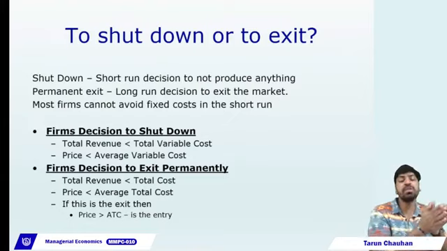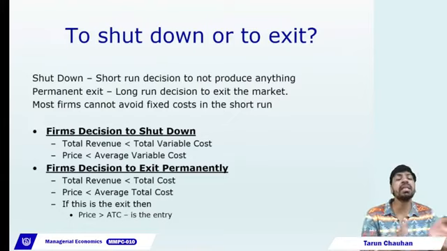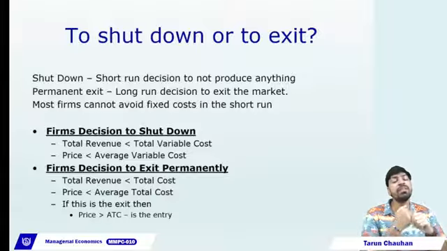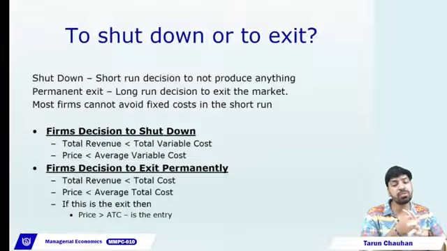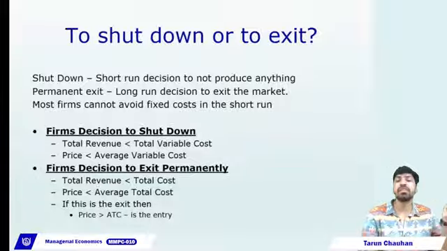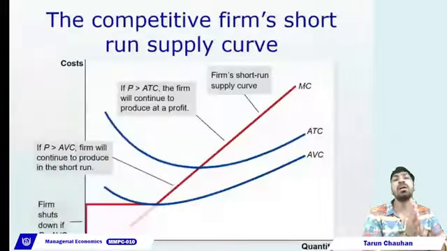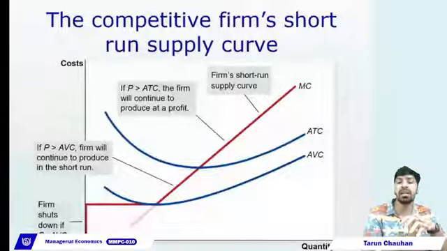So there are two situations, shutdown or exit permanently, and these conditions have to be followed. If any firm wants to enter, the price should be more than the average total cost, so that the firm will easily enter in a perfectly competitive market. So this is a curve, the curve of a competitive firm's short-term supply curve.